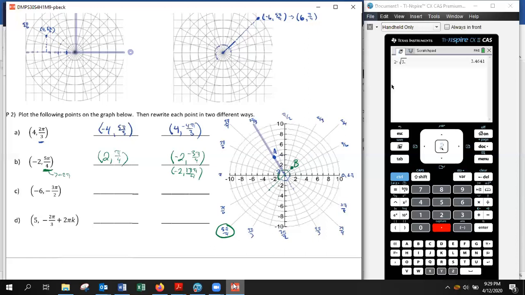Let's continue on. -6, -3 pi over 2. Let me change colors one more time. Let's go purple this time. So if I go the angle -3 pi over 2, it's going to go backwards. I am right in this direction. And a negative radius of 6 is not there. It's actually going to be down here.